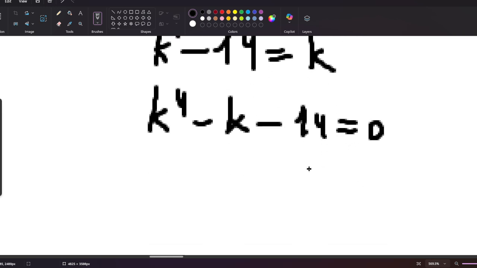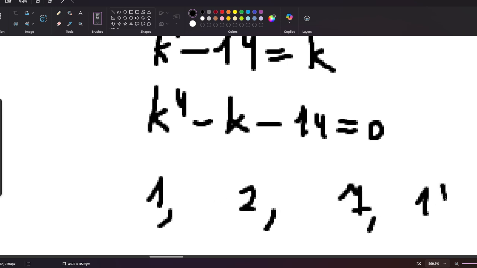Now, according to the rational root theorem, the possible roots of this polynomial that are rational are going to be plus minus 1, plus minus 2, plus minus 7, and plus minus 14. So we don't need negative roots, not even going to try them, since we're looking for a natural solution. So let's go one by one. We have to plug in 1, 2, 7, and 14.